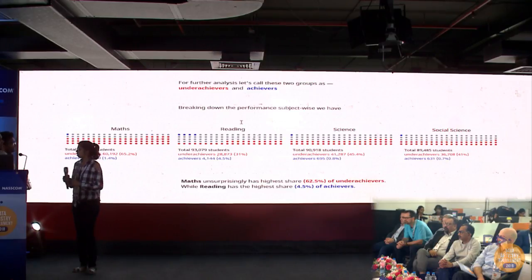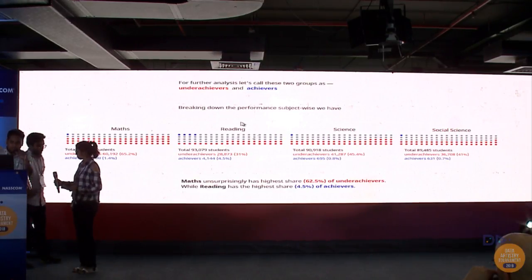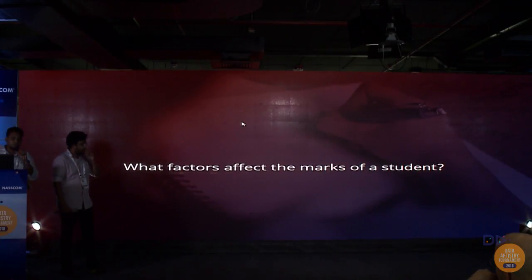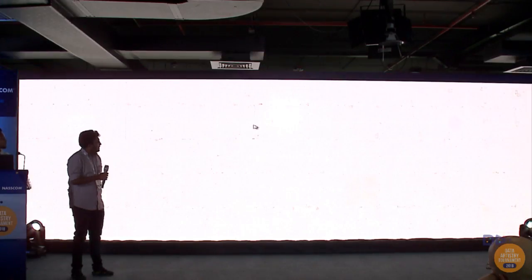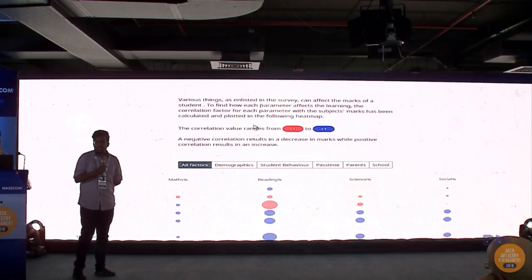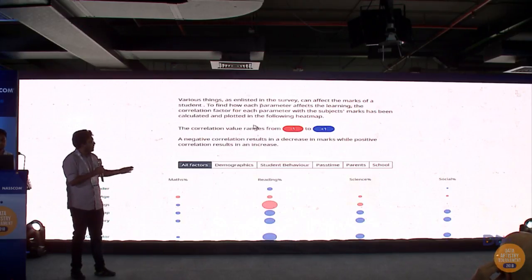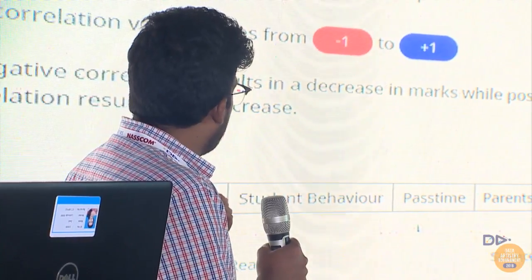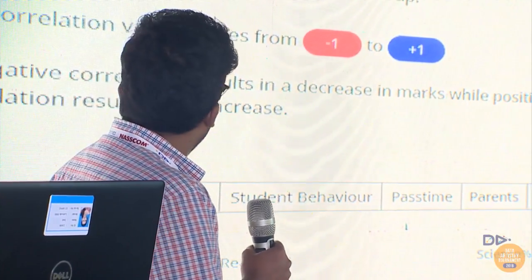So let's move on. Now we ask the question, what factors affect the marks of a student? There were various factors that were considered in the survey. What we first tried to do was consider all the factors, and then we grouped them into demographic, student behavior, pastime, parents and school based on their similarities. Because some of them were related to demographics while some were related to the habits of parents.